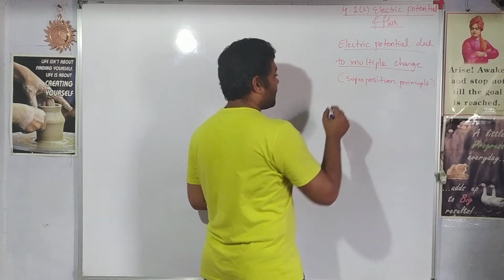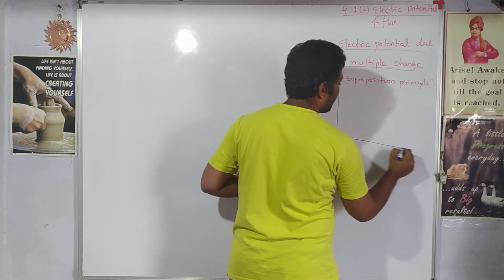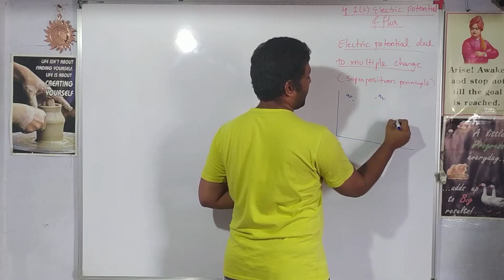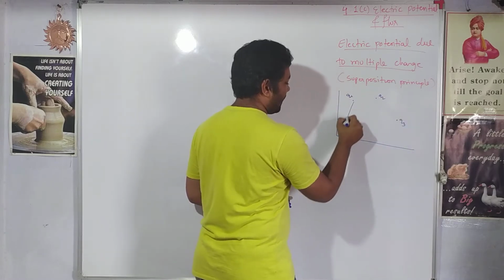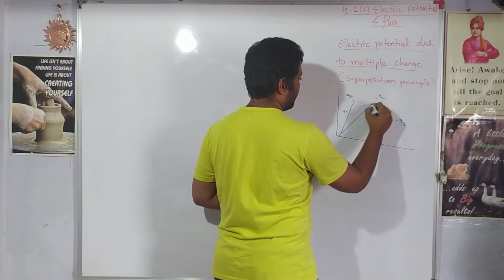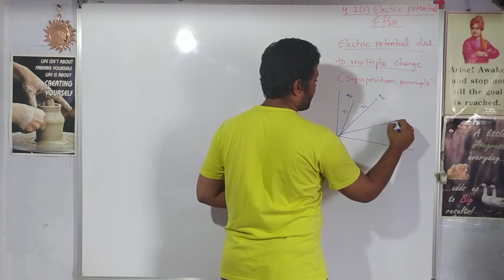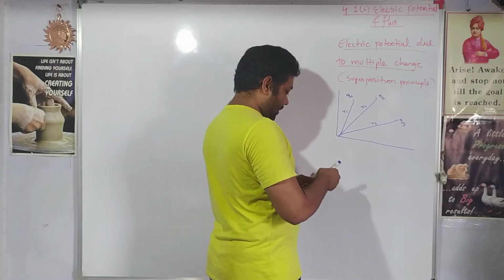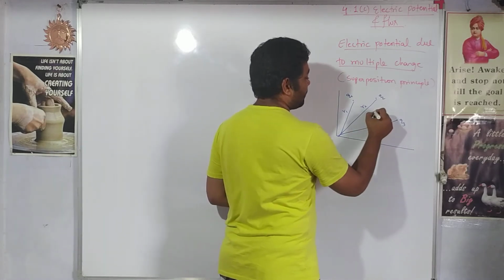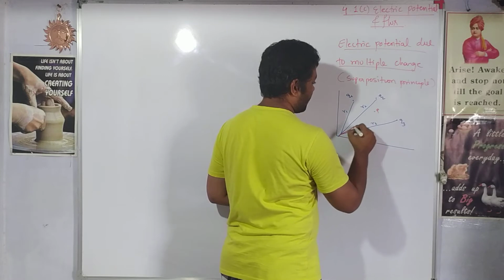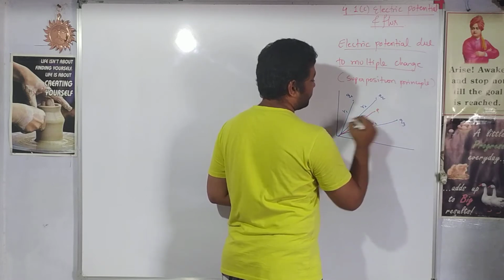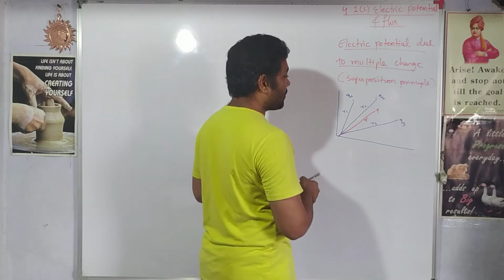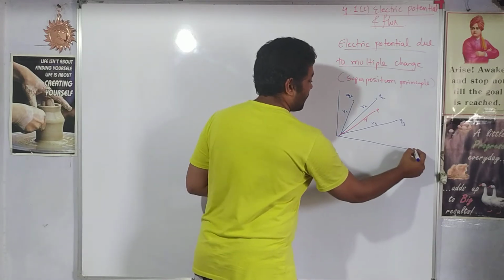So let us say we have been given a situation in which there are multiple charges, charge Q1, charge Q2, charge Q3, right? And they have position vectors R1, R2, and R3. I have to calculate the potential at a point P which has a position vector R. How to do that? It is so simple, as per the superposition principle.